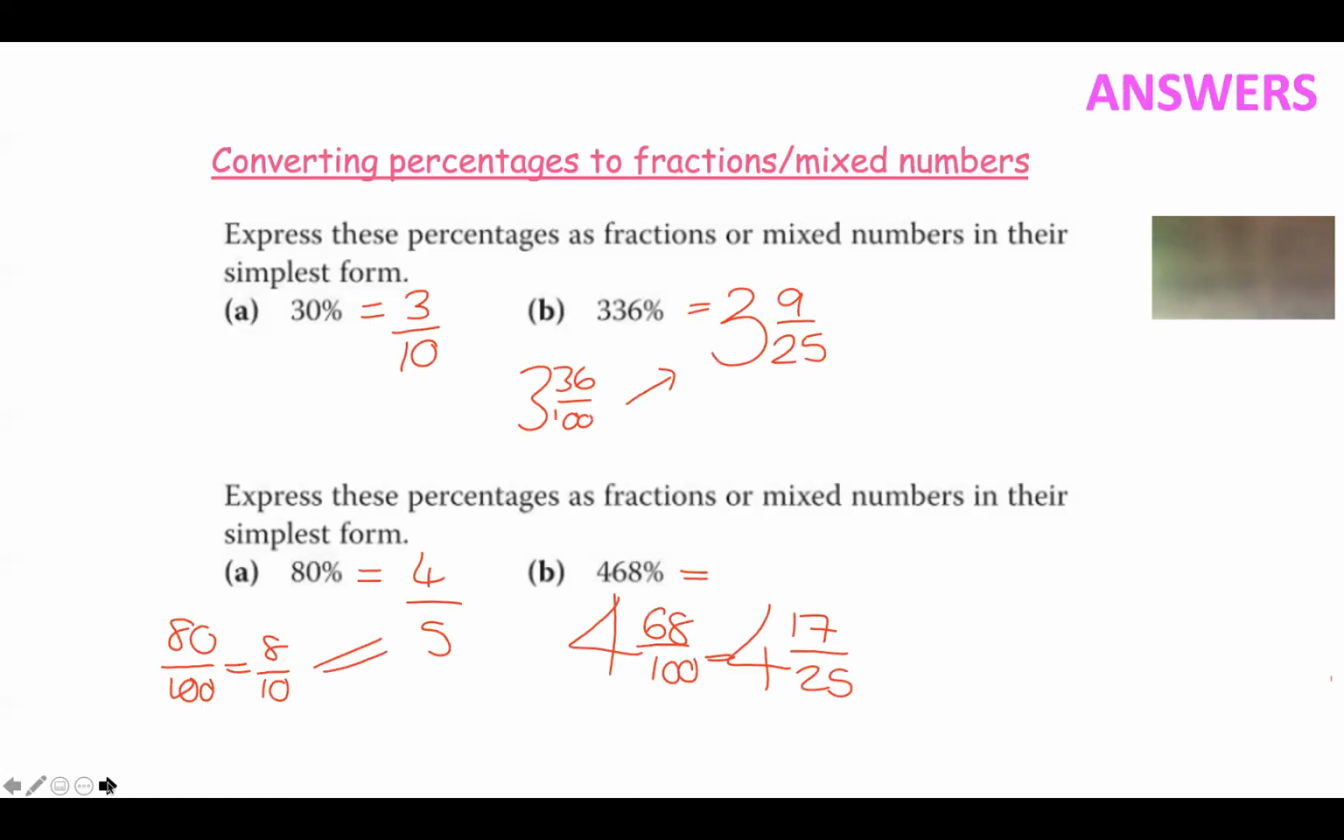Let's look at the answers. So we have 3/10, 3 and 36 over 100, which we can simplify down to 3 and 9 over 25. We have 80%, which is 80 over 100, or 8 over 10, simplifying to 4/5. And finally, 468% is 4 and 68 over 100, simplifying to 4 and 17 over 25.